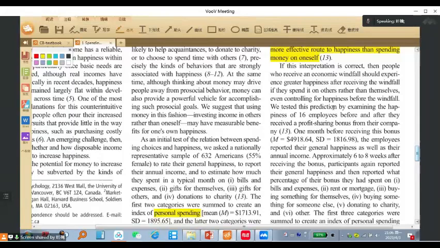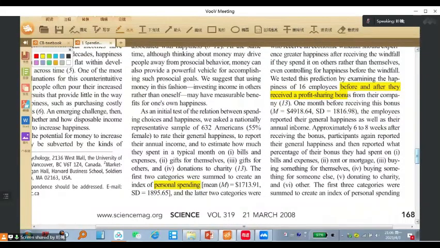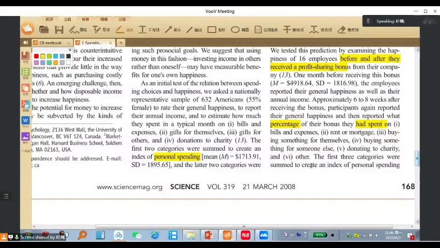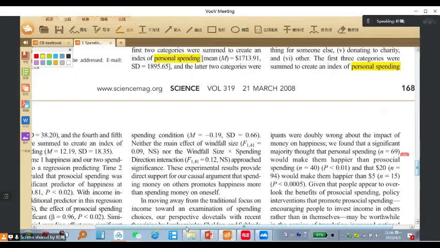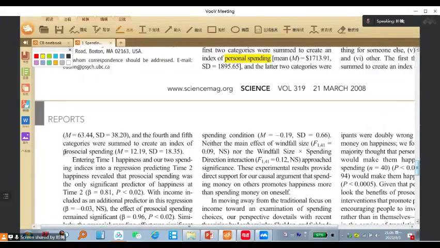Then we tested this prediction by examining the happiness of 16 employees before and after they received a profit sharing bonus from their company. One month before, the employees reported their general happiness and their annual income. 6 to 8 weeks after receiving the bonus, participants again reported their general happiness and then reported what percentage of their bonus they had spent on five categories: the first three personal spending, the fourth and fifth pro-social spending.